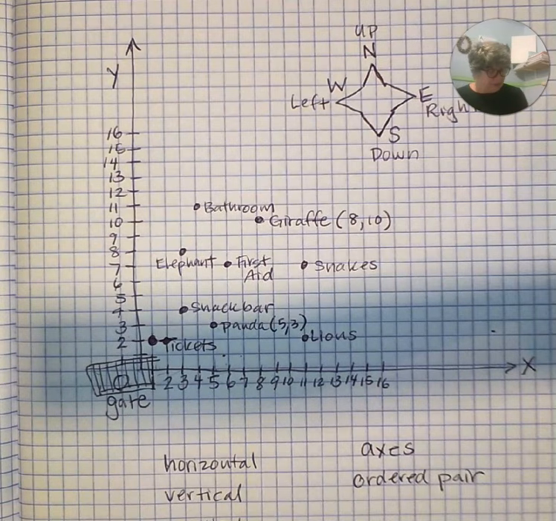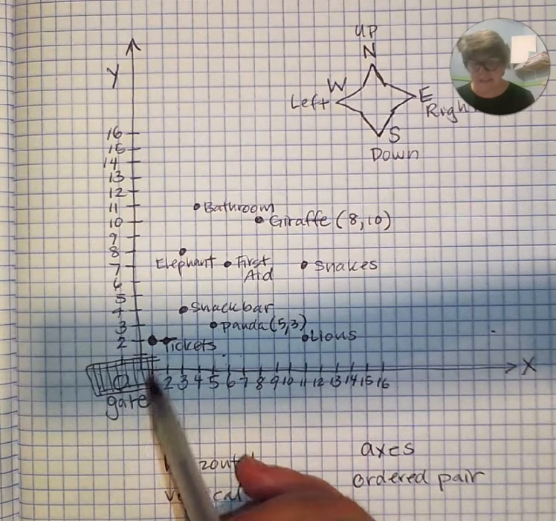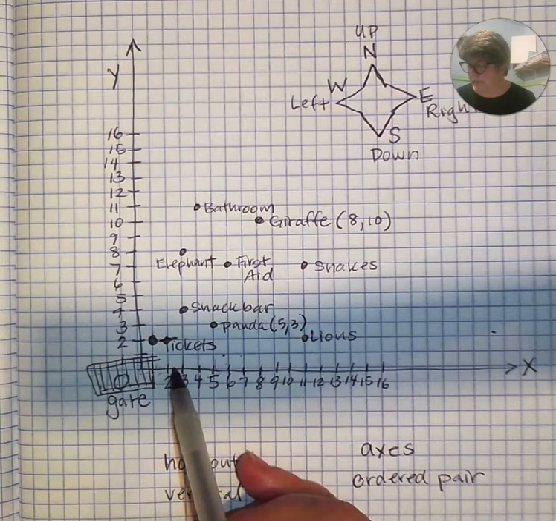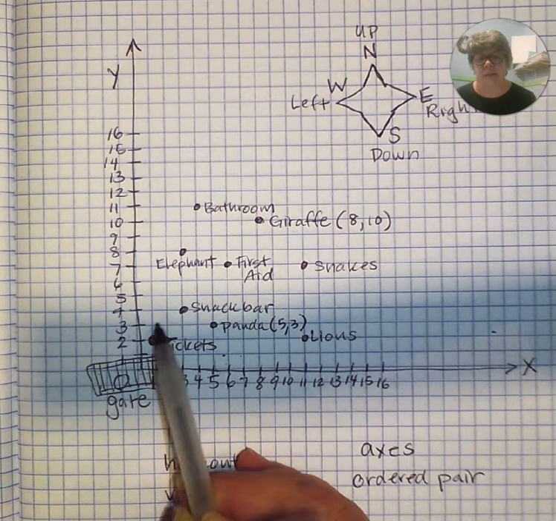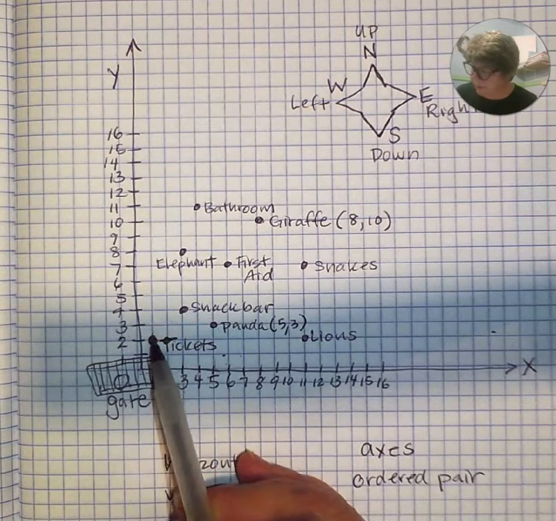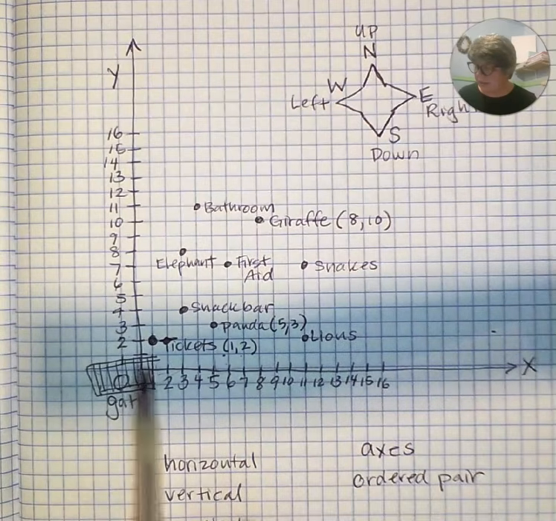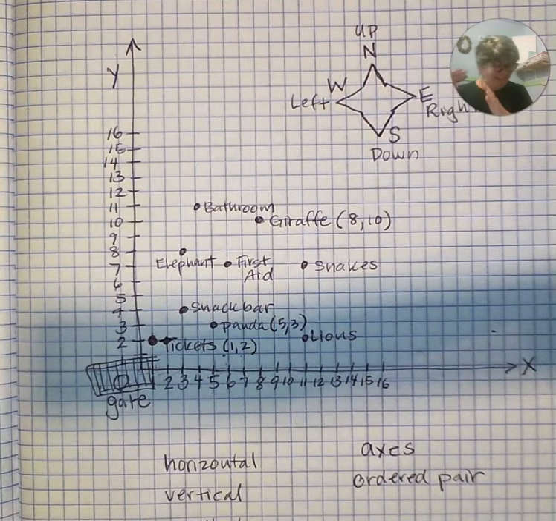All right, so what is the ordered pair for the ticket stand? The tickets is right here, and you can't really see it because of my yucky gate drawing there, but it's 1 across and 2 up. So our ordered pair would be 1, 2, right? X is 1, Y is 2. Across and up. Across and up. Yep. All right, very good.